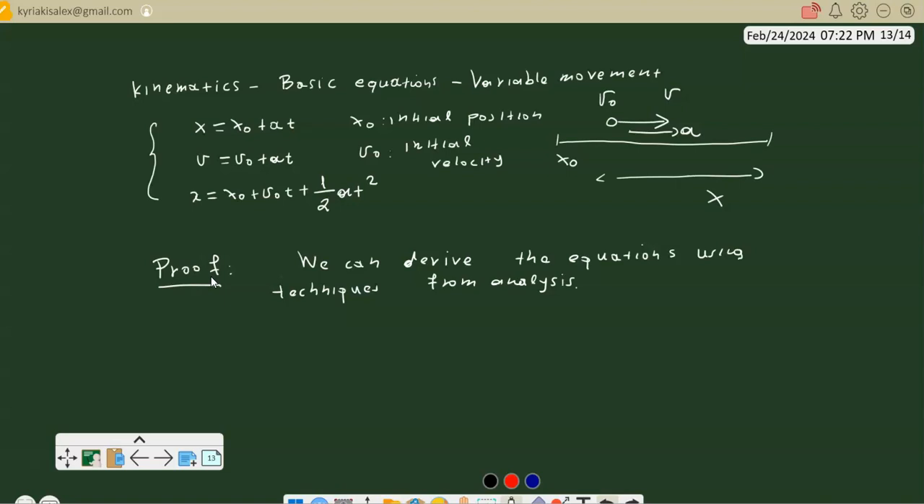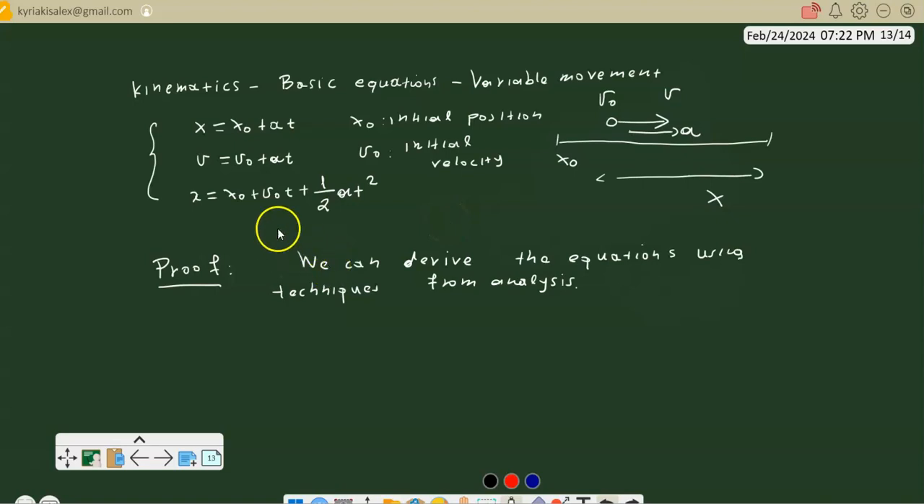X naught is the initial position where my vehicle starts. V naught is the initial velocity of my vehicle. V and a are the velocity and the acceleration. X is the distance traveled, the distance that the moving object has traveled.